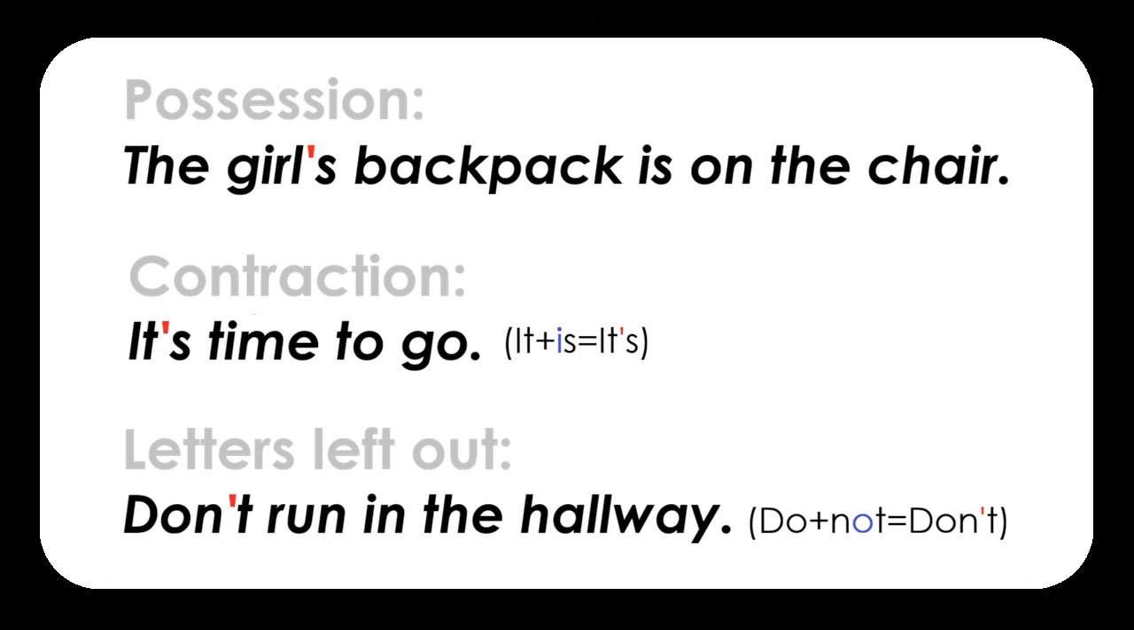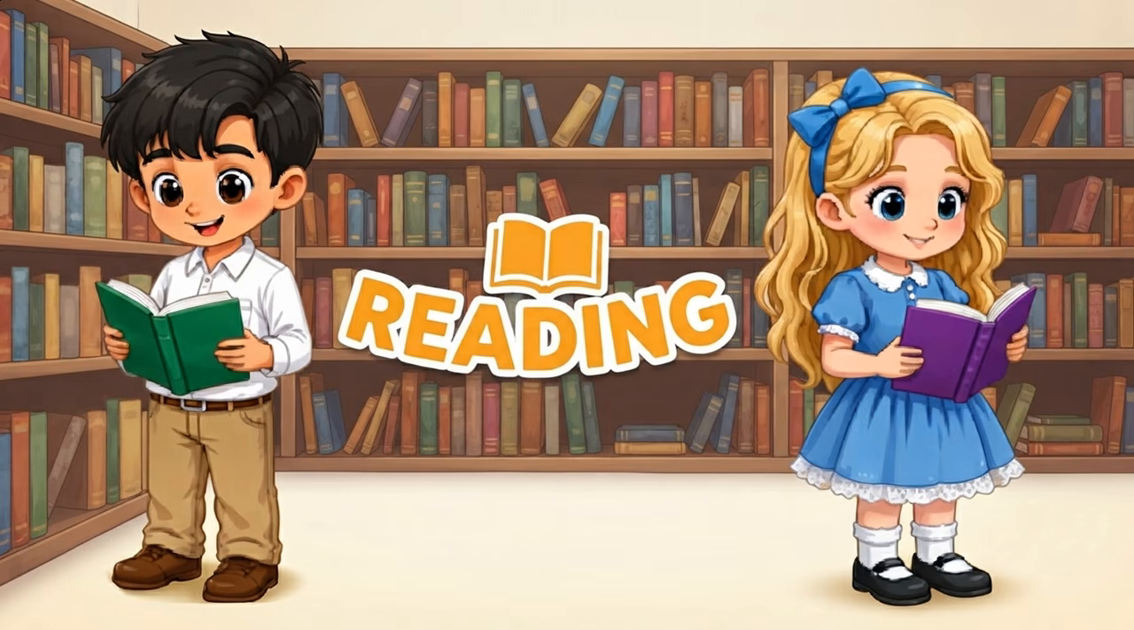Remove the letter O from the word not and replace it with an apostrophe between N and T to form the contraction don't. Apostrophe. It is an apostrophe. Now, let's look at how an apostrophe is read.